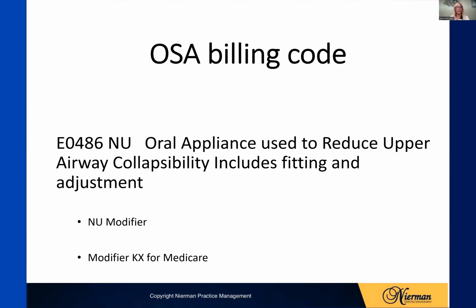E0486 is going to be the code for the actual appliance, because with medical, you have both a diagnosis and a procedure code. Now, E0486 is oral appliance used to reduce upper airway collapsibility. And again, 90 days fitting and adjustment. Now, there's a couple modifiers, there's about 5 or 6 that you would use here and there that are important too for billing.